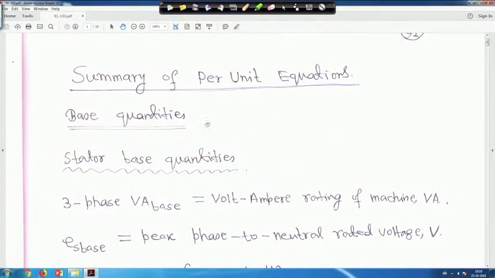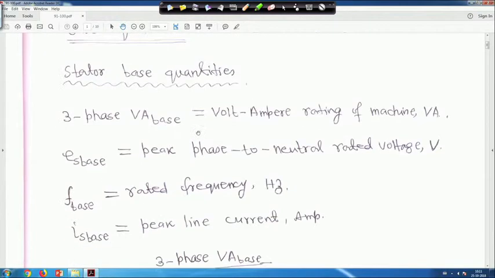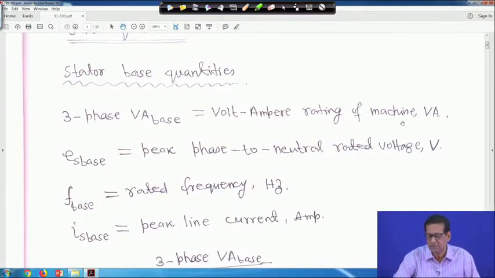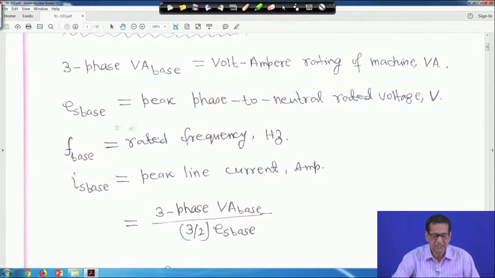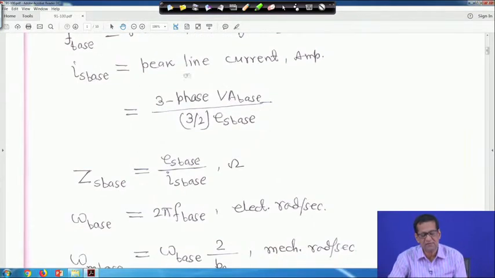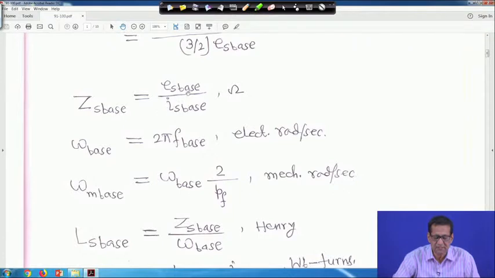Okay, so in the previous lecture, that summary of your per unit equations, those base quantities, all summaries, just repeating once again. The stator base quantities: 3 phase volt ampere base is equal to the volt ampere rating of machine, in volt ampere. Then ES base, peak value of line to neutral voltage in volt, and rated frequency, that is F base. And this is IS base, peak line current, in ampere, 3 phase volt ampere base divided by 3 by 2 ES base. Then ZS base is equal to ES base upon IS base, in ohm, and omega base is equal to 2 pi F base, in electrical radian per second.